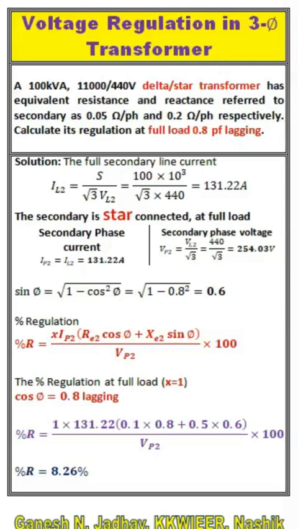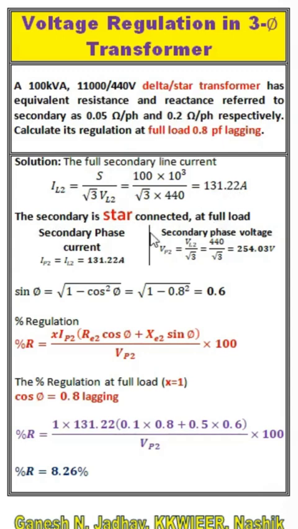Let's determine the voltage regulation of a three-phase transformer. Here the transformer is delta-star connected and the loading condition is given as full load, 0.8 power factor lagging. As the resistance and reactance are given referred to the secondary side, first calculate the line current. The line current is equal to S upon root 3 VL2. So I got this line current as 131.22 ampere.